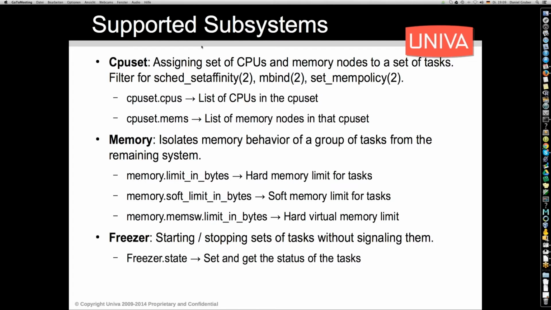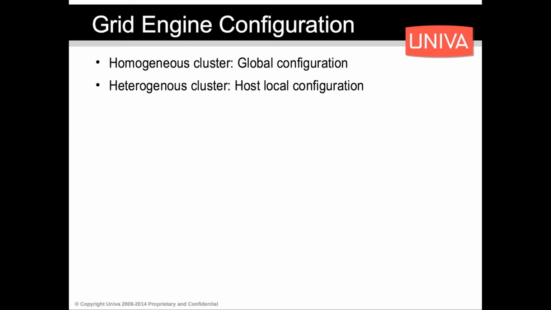In order to configure cgroup in Grid Engine, you can either do that in the global configuration. If you have a homogeneous cluster, that means you have just one type of operating system, a Red Hat 6, for example, then you can do that in the global configuration. If you have a heterogeneous cluster, that means you have different operating systems or different Linux flavors installed in your Grid Engine cluster, then you need to configure that in the host local configuration.